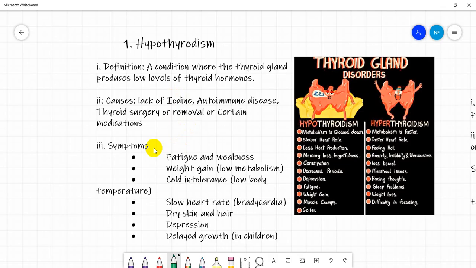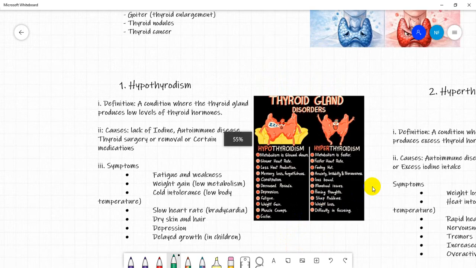The symptoms: first of all, fatigue and weakness, weight gain, meaning the person has low metabolism, low burning, and therefore the weight is high. Cold intolerance, meaning the body temperature is low. Slow heart rate, dry skin and hair, a state of depression and delayed growth. The growth is slow.